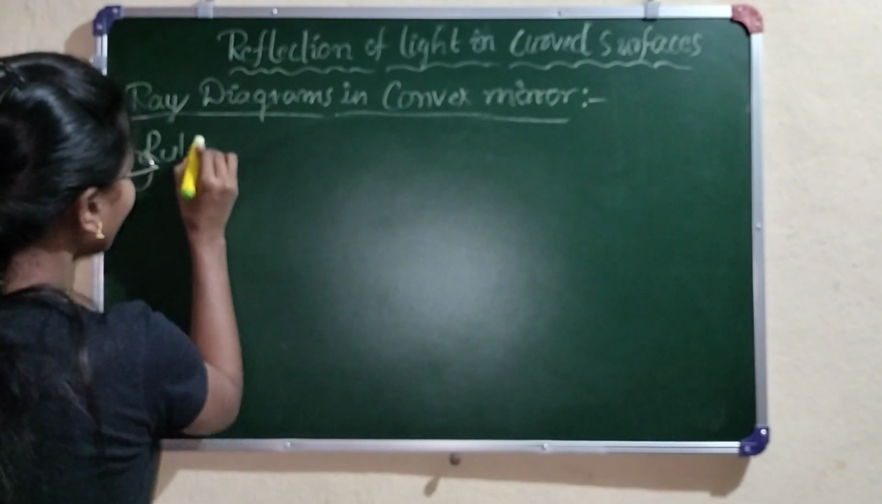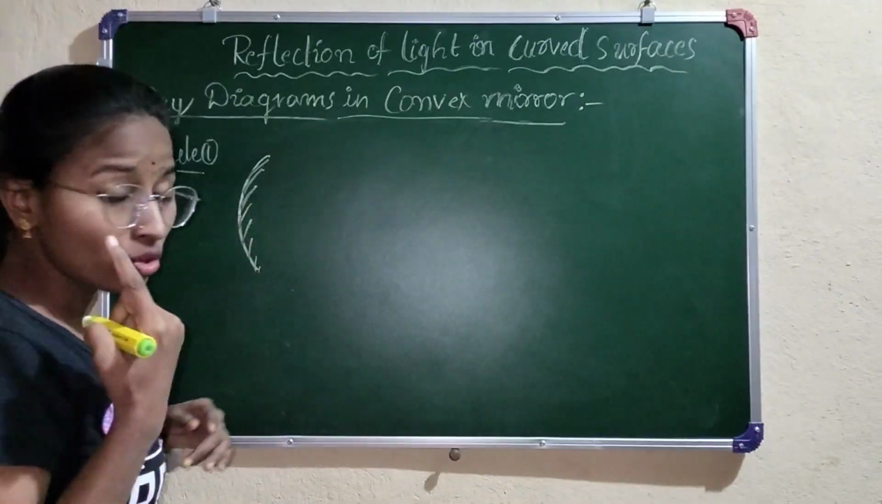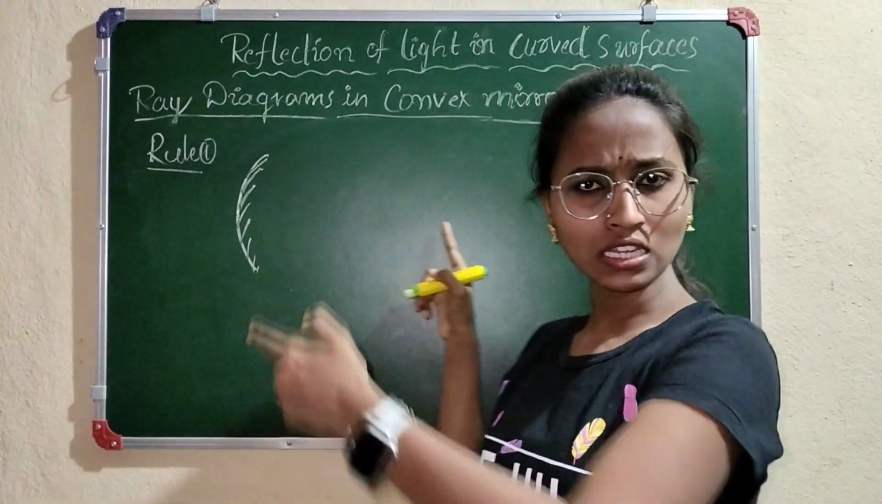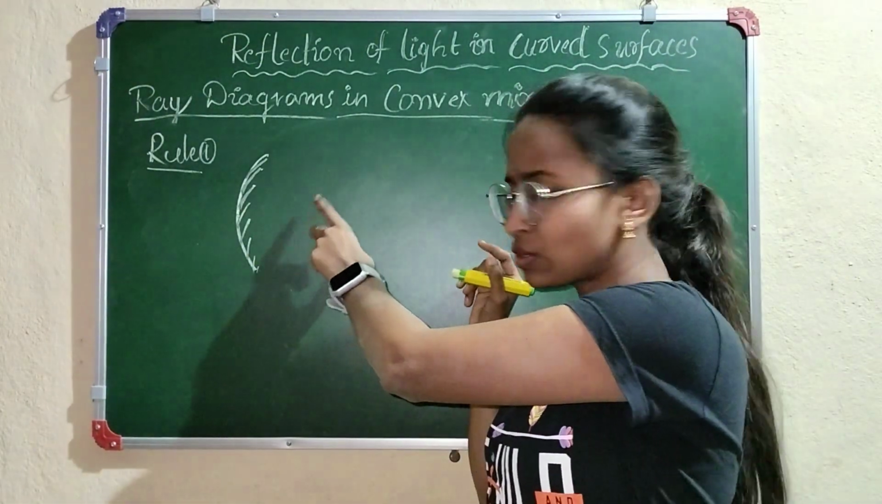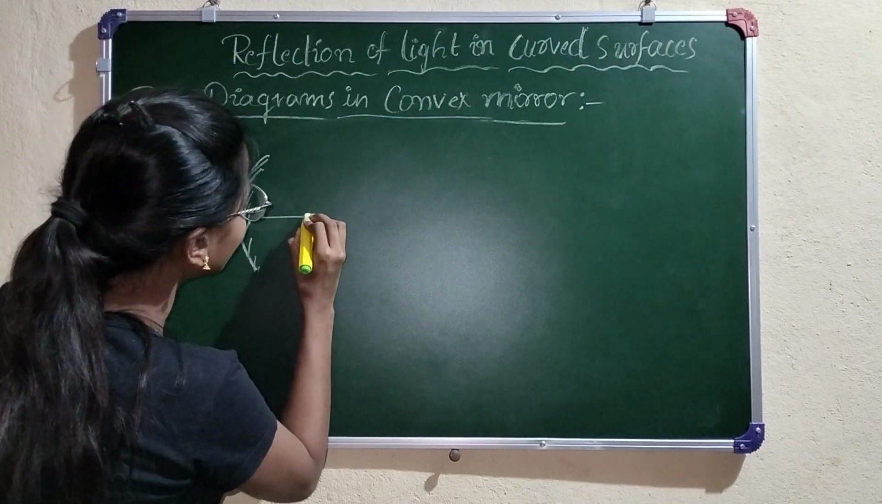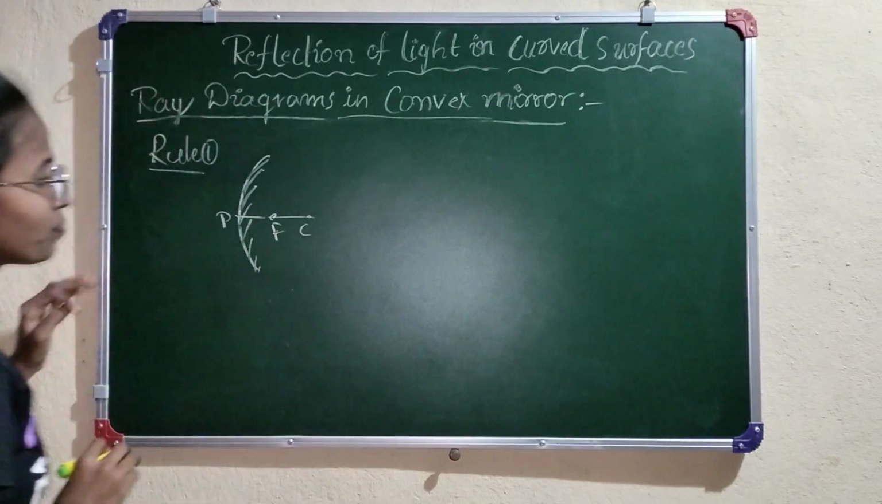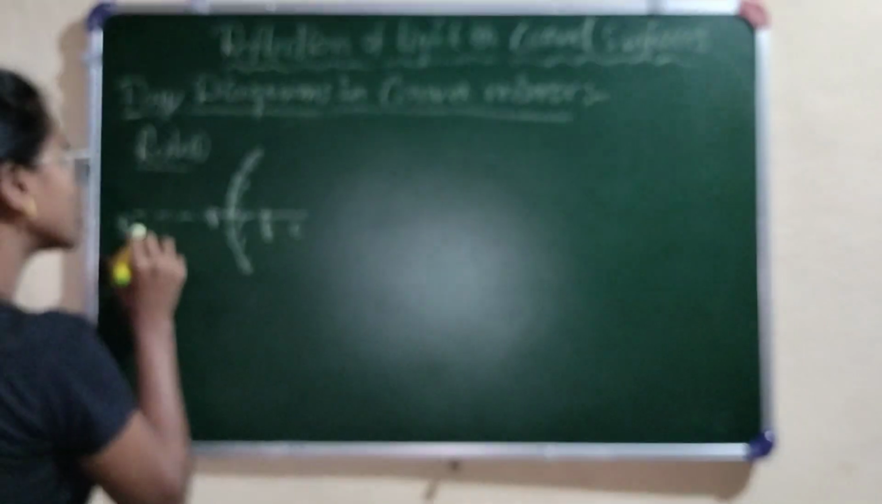Rule 1 in a convex mirror. If I am taking this as a convex mirror, whether it is convex or concave, the center of curvature and focus will be present on this side only. Why? Because the center will not change. But here in the convex mirror, this side is the mirror side and this side is the coated side. Even though the pole, focus and center of curvature are all present on the other side only, because of that reason I am extending the principal axis.